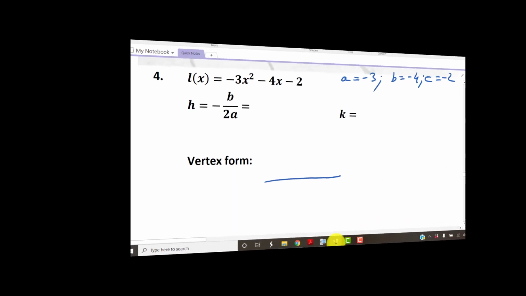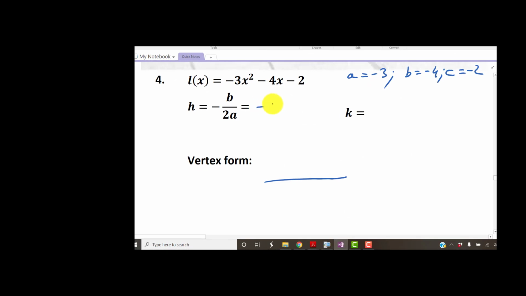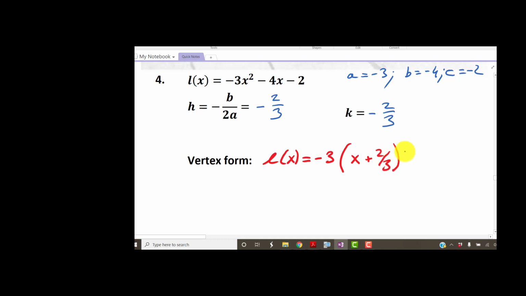Okay, so we have h equals -2/3 and k is also -2/3. So what is my vertex form? My vertex form is L of x equals -3 times x minus -2/3, so that's plus 2/3 squared minus 2/3.